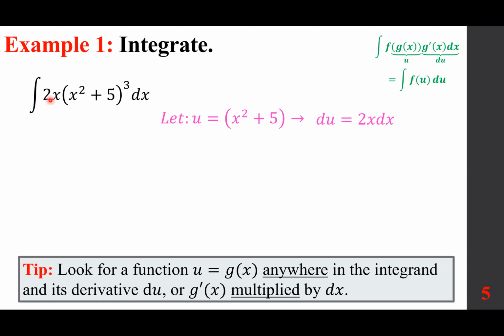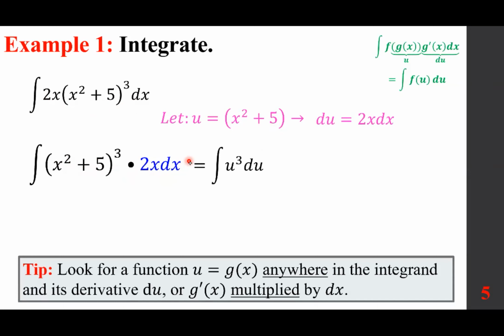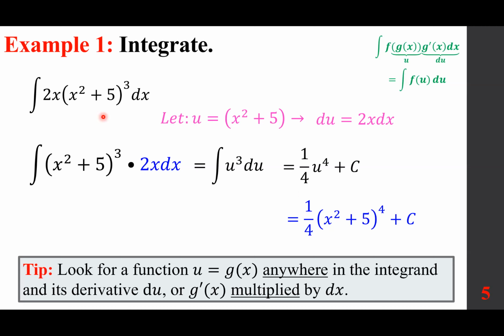To make sure we understand what we are doing, I'm going to move the 2x next to dx. Just going to move it. So we can clearly see this is u cubed and this is du. And we use the power rule, 1/4 u to the power of 4 plus a constant, and we replace the u with x squared plus 5. And as always, we can differentiate the result to check. And if we do so, we get this piece without the dx.